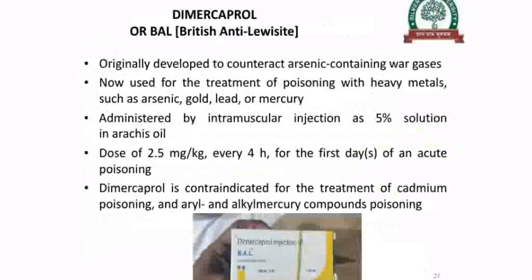Dimercaprol, also known as BAL, that is British anti-lewisite, is available as an injection. It is contraindicated for the treatment of cadmium poisoning and mercury poisoning. It is administered as a 5% solution in oil, given by intramuscular injection. It can be used for poisoning with heavy metals like arsenic, gold, lead or mercury. Originally developed to counteract arsenic-containing war gases, it is now used as an antidote.